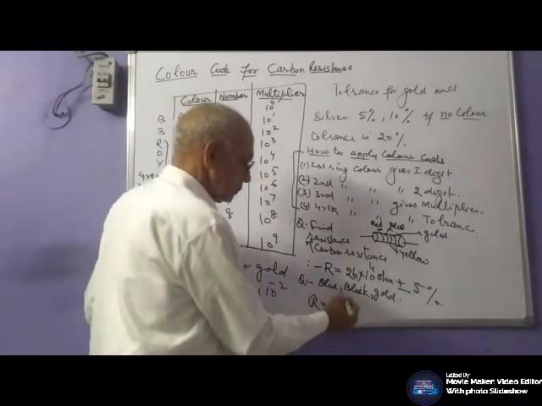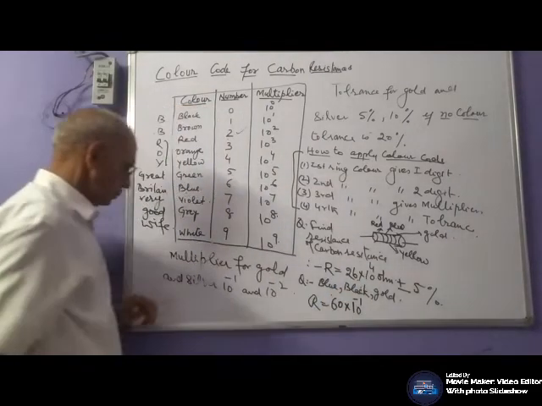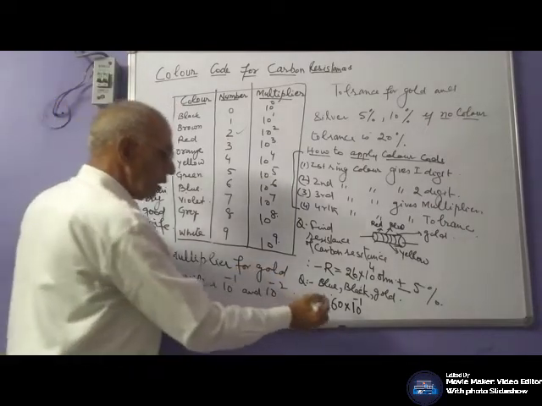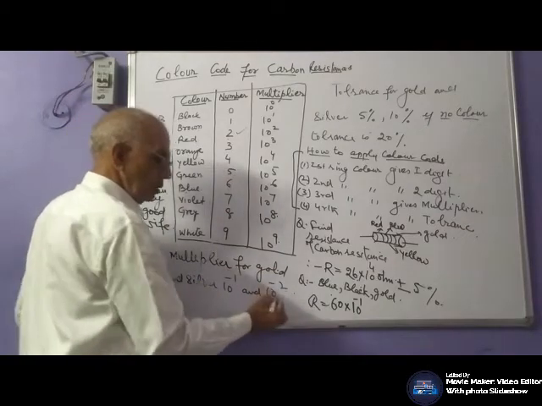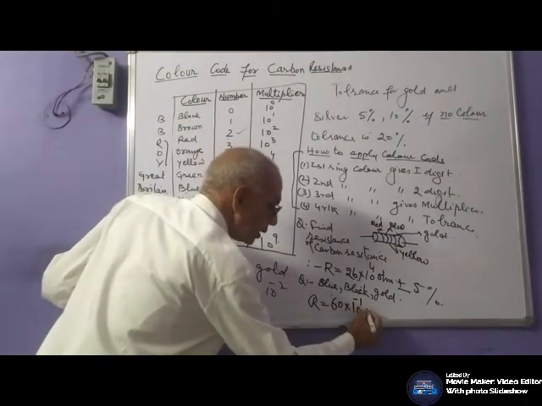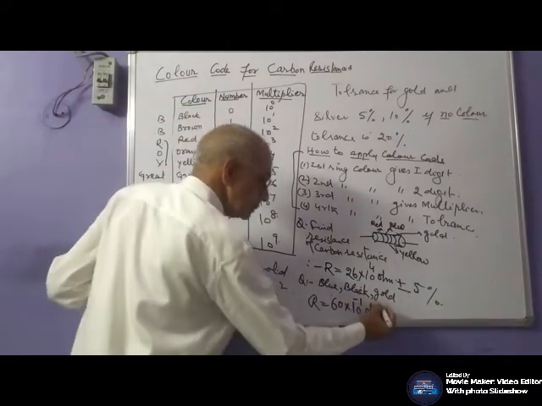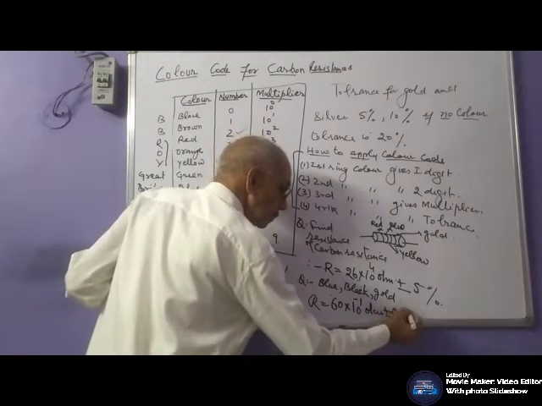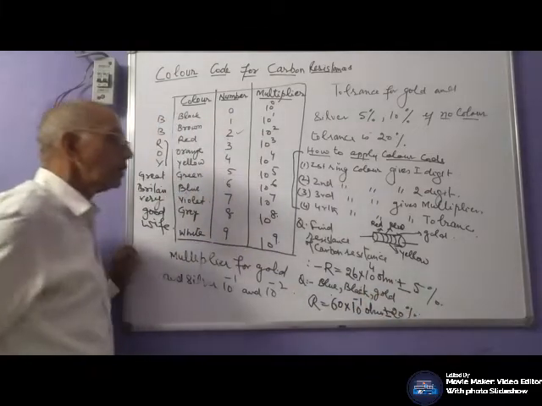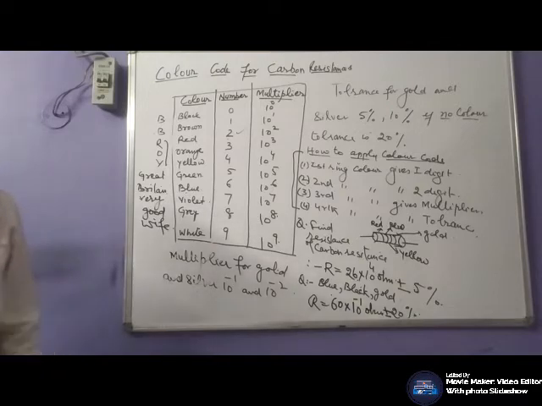Third ring gives multiplier. 10 to the power minus 1 ohm. There is no fourth ring. So what? Tolerance is 20%. This is what the color code for carbon resistance is.